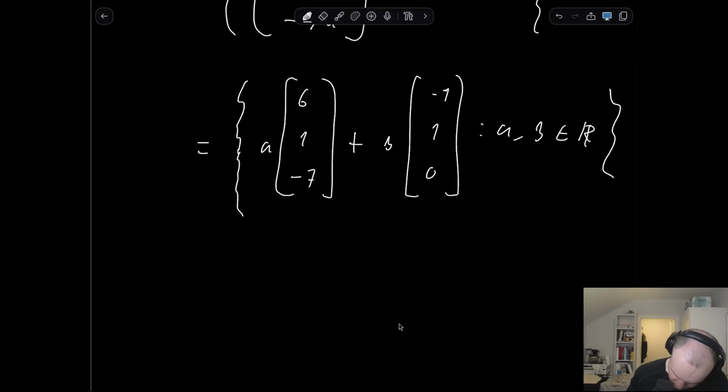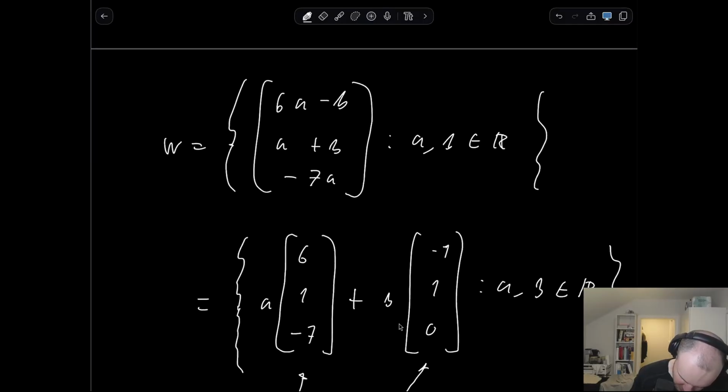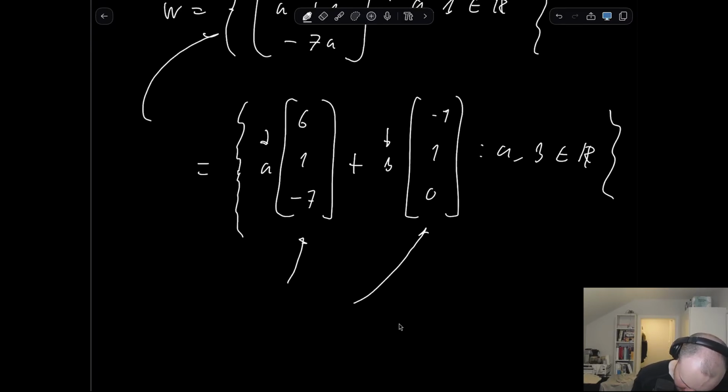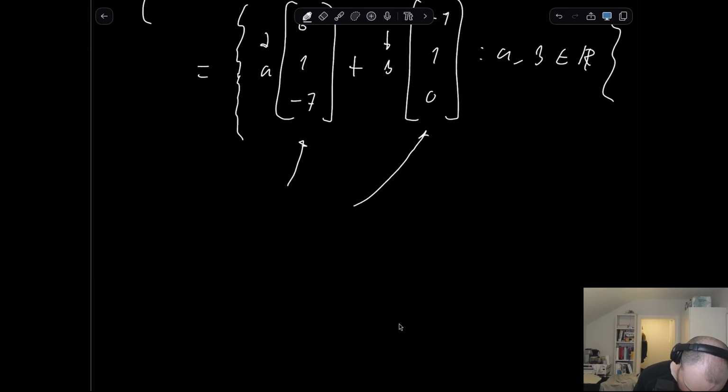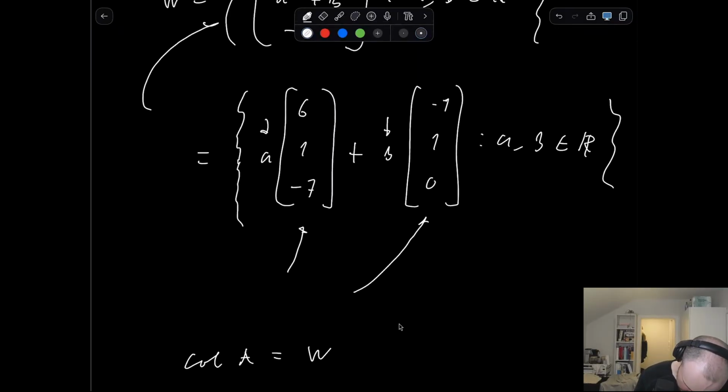And now you can pretty much see it, because this is our matrix. These two vectors span this set because we have constants in front of them. So the column space of A is equal to W if A is equal to the matrix with columns v1 and v2, where this one is v1 and this one is v2.